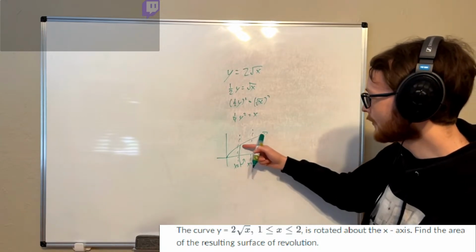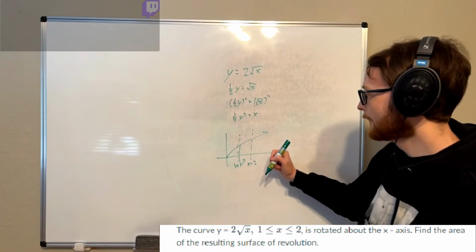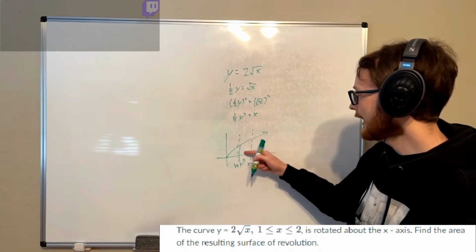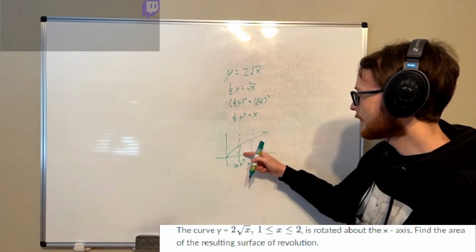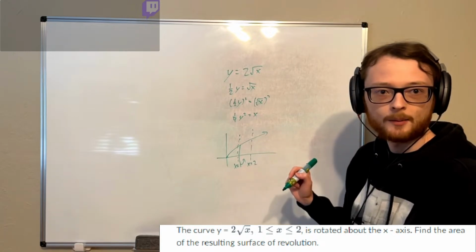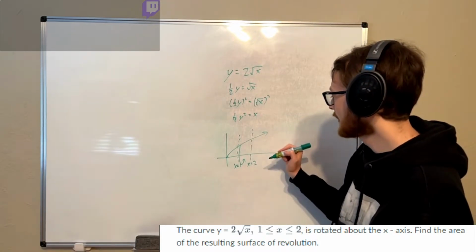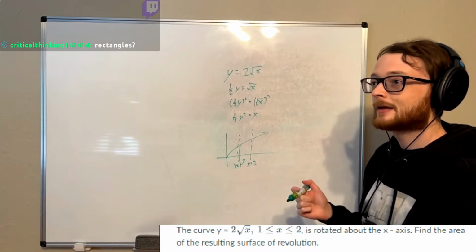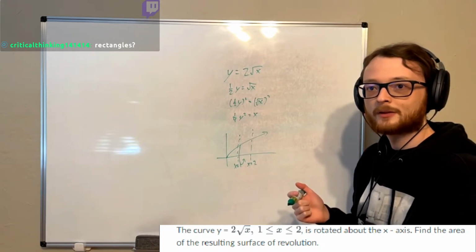And each of these circles has area pi r squared, and r, the radius, is just the distance from the x-axis up to the parabola here. And that's how I remember the disk method, because it can get more complicated, but that's fundamentally all that's happening.